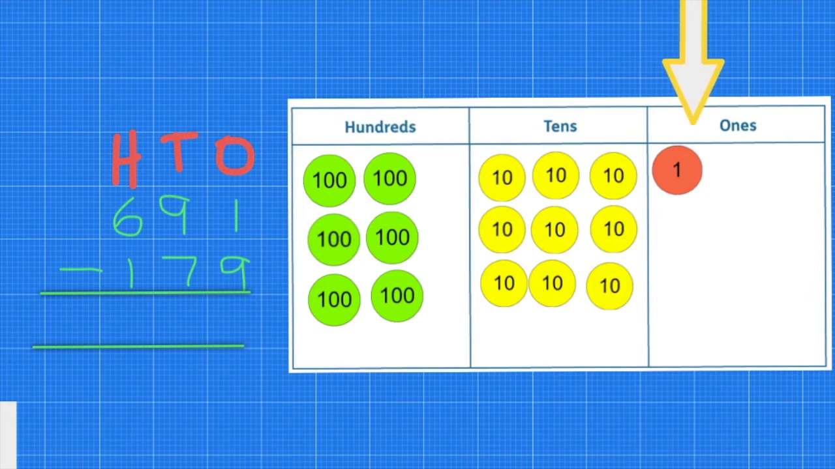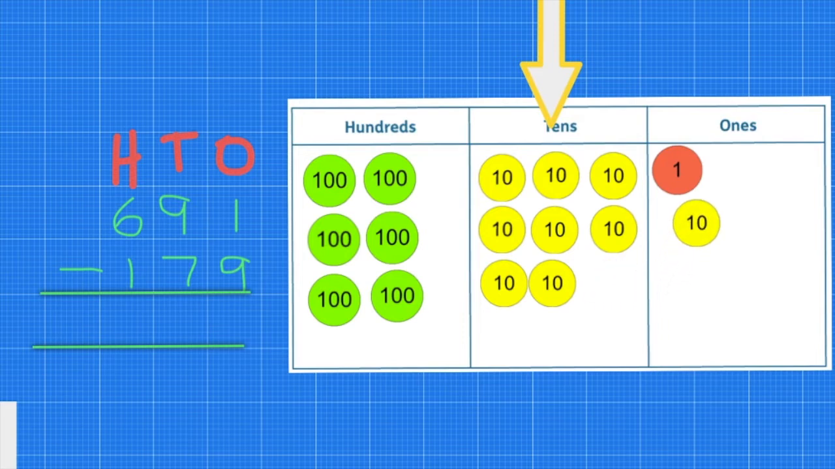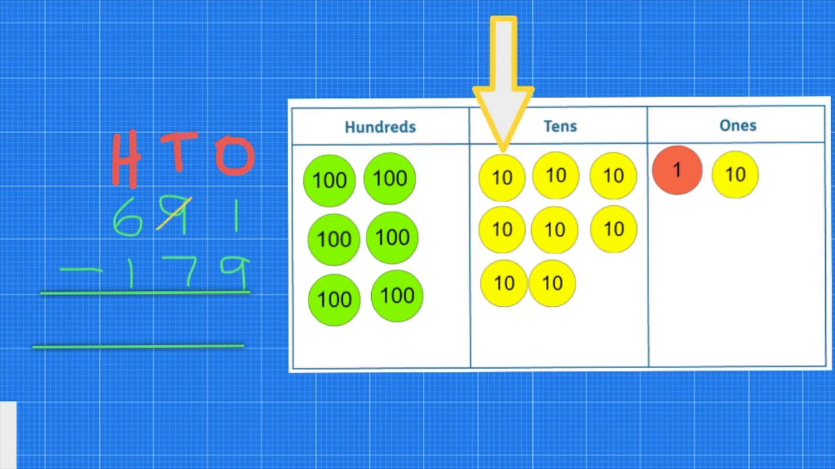So before I write anything in my ones column, I'm going to jump over to my tens column. How many do I have? 9 tens, or 90. I have 90 in total. So what I need to do is move 1 ten into my ones column. If I look at my tens column, I no longer have 9 tens.